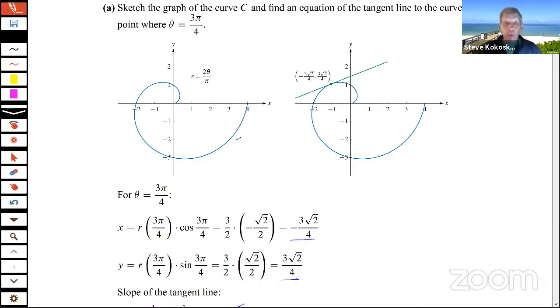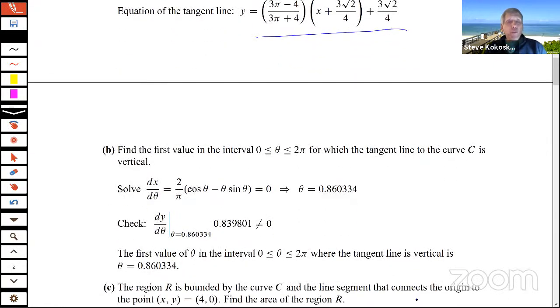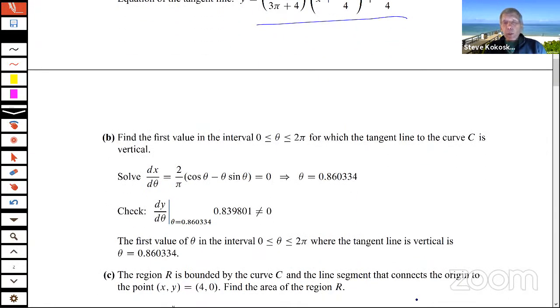Now I'm not done with this one. I want to find the first value in the interval between 0 and 2 pi where the tangent line to the curve is vertical. We're going to think back a little bit here. How do I do that? I've got to find the first place then where dx d theta is equal to 0.